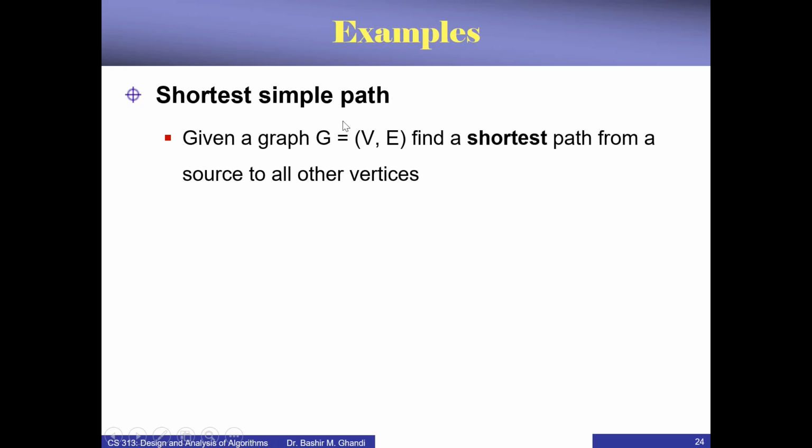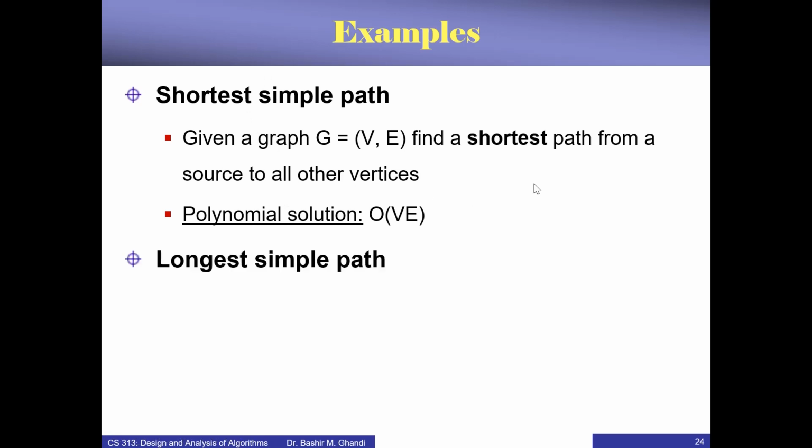What does shortest simple path mean? Say, given a graph G equal to (V, E), find a shortest path from a source to all the other vertices. Okay? We saw, for example, from Dijkstra's algorithm in data structures that there is a polynomial solution to this problem. And the running time is simply big O of the number of vertices times the number of edges. So clearly this problem belongs to class P.